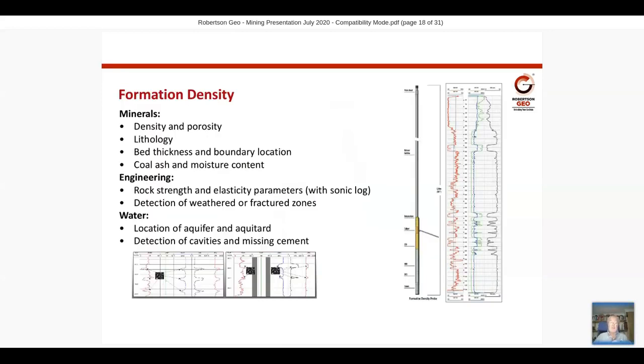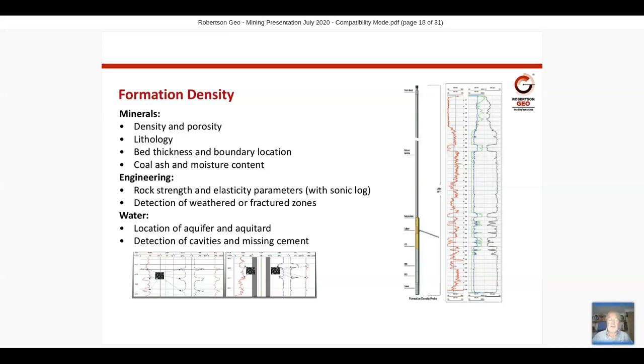Probably one of the tools of choice is a formation density tool. So this can be used to detect density and porosity, the lithology of the ore body, bed thickness, boundary location, and in coal assets, coal ash and moisture content. Engineering wise, from the combination of formation density, sonic and neutron tools, we can obtain rock strength and elasticity parameters, in conjunction with a sonic log. And that can also help detect weathered or fractured zones.